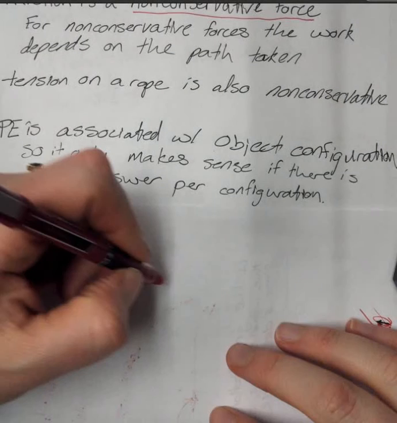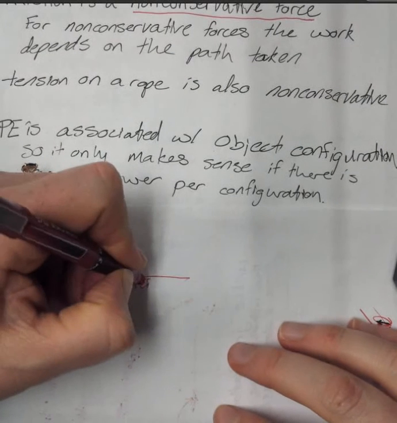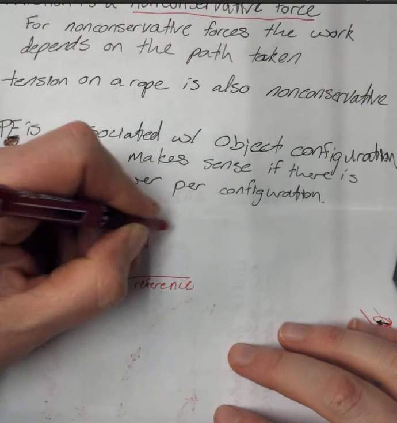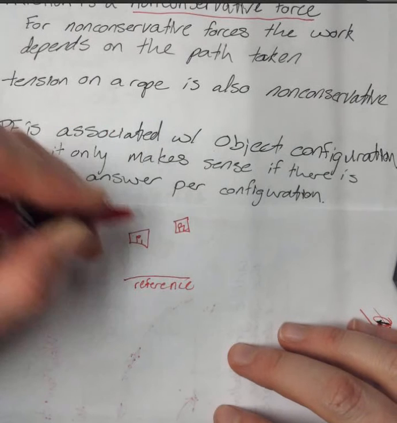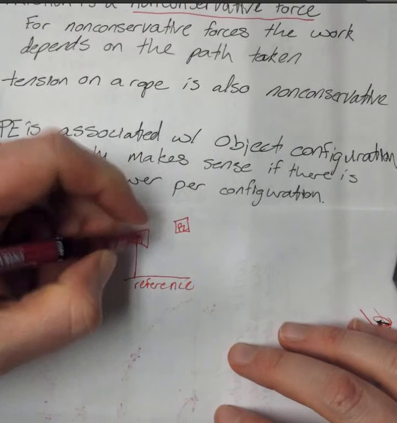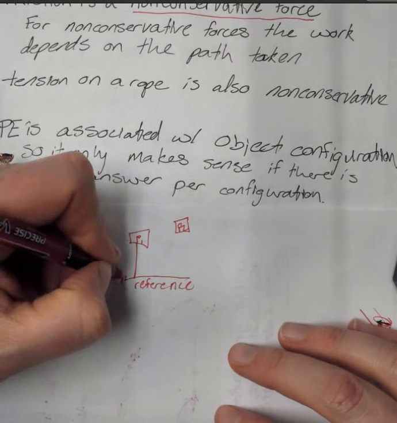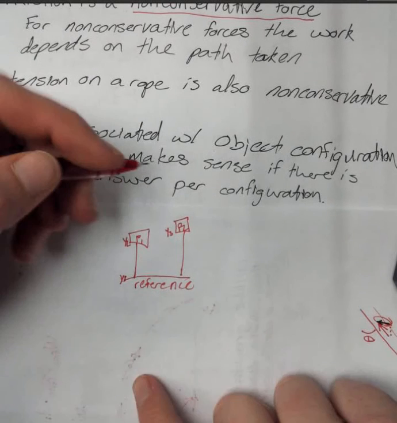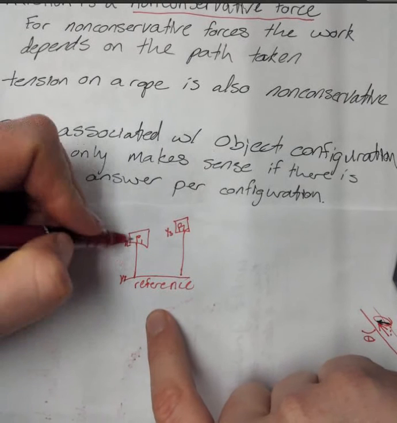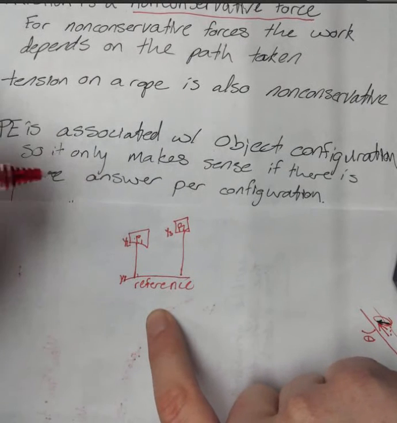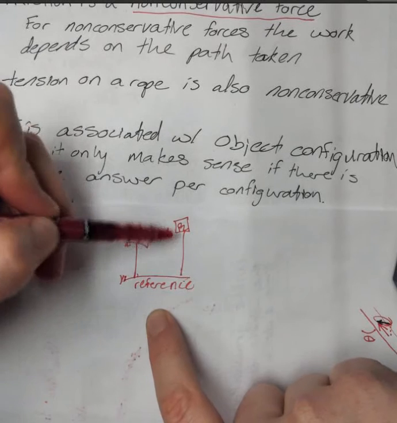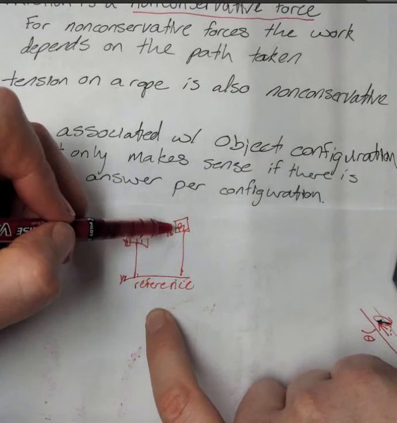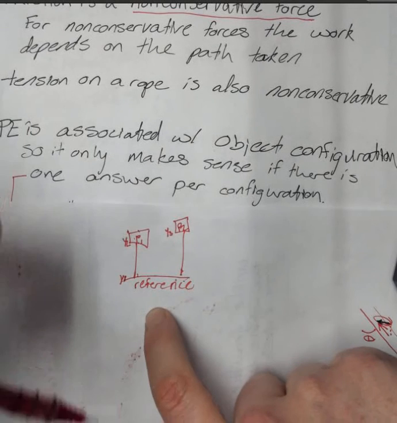If you've got a reference point and you've got an object, and we'll call this position 1 and this position 2, right? We'll call that y1, and we'll call that y2, and we'll call that y3. Right here, this object is going to have a different amount of potential energy than this object here, and this object is only going to have one potential energy due to gravity compared to this object, which will have a different potential energy due to gravity.